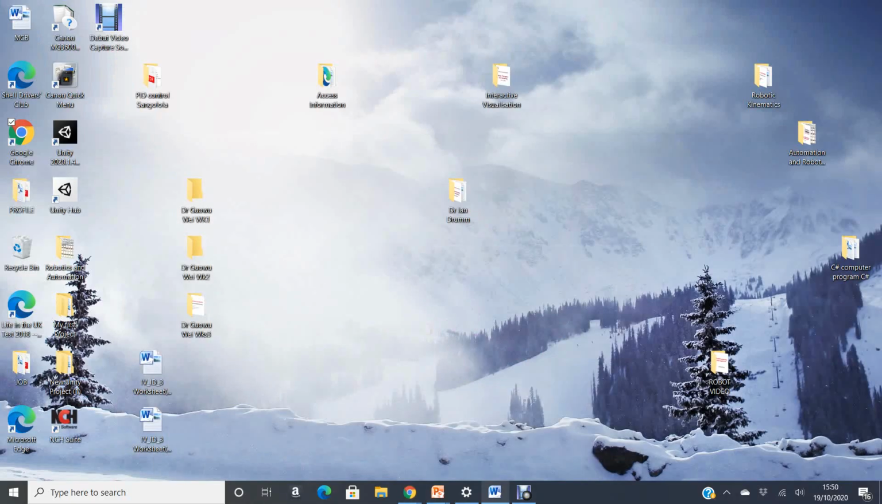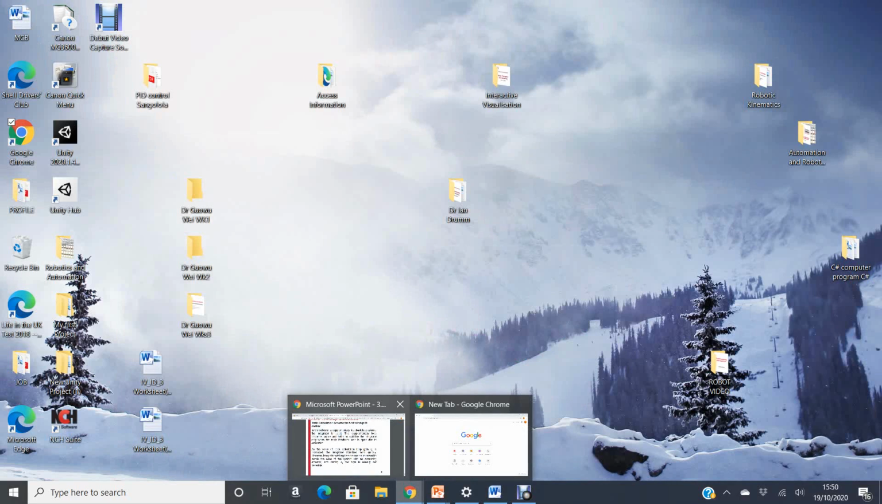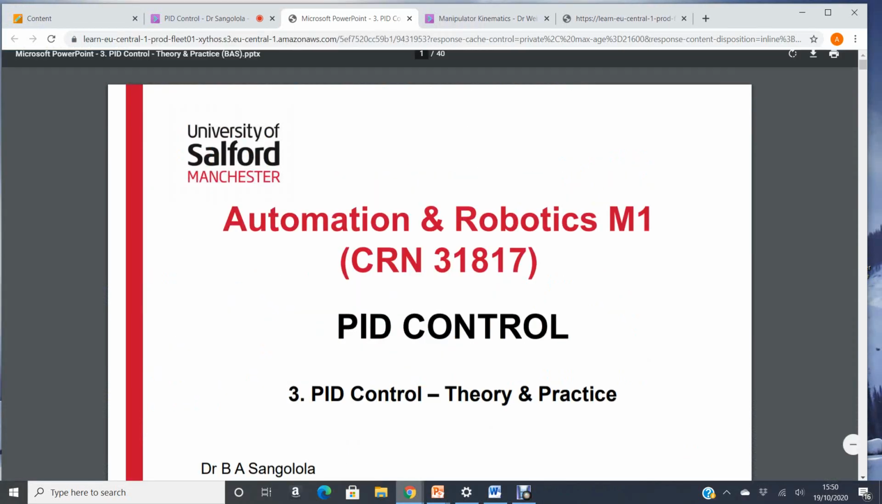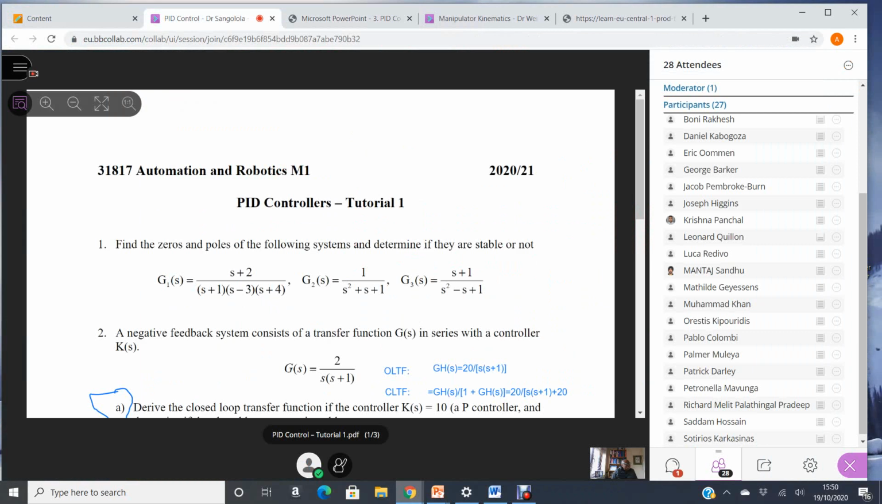So, what is the characteristic polynomial, which is the polynomial in the denominator of our closed loop transfer function?